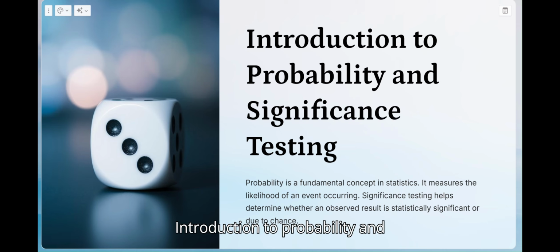Introduction to Probability and Significance Testing. Probability is a fundamental concept in statistics. It measures the likelihood of an event occurring. Significance testing helps determine whether an observed result is statistically significant or due to chance.